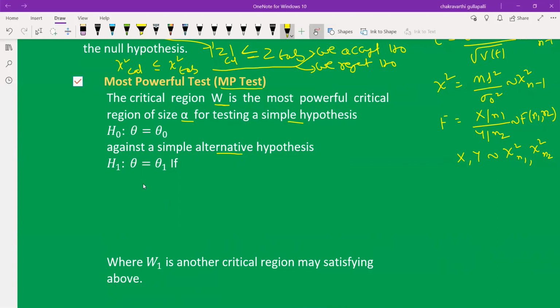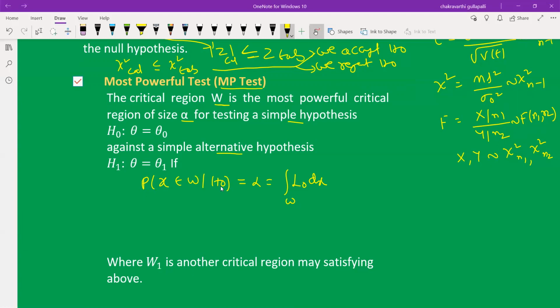If the size of the critical region, X belongs to W under H naught, is equal to alpha, that is, in terms of manifold integrals, integral over W of L0 dx. Based on the test statistic formulas, we have to calculate this X value, that is Z score, T score. So if this falls in W, H0 is rejected.